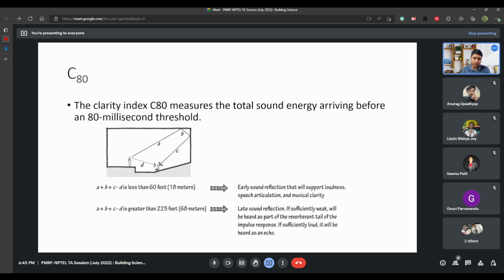This clarity index, this 80, is basically the difference between the direct sound and the reflected sound. If the difference is pretty low, it creates a good perception of sound. You won't have this echo. If it takes very long to reach you, you will hear the same sound again, but at that point of time, the source would have spoken some other sound.